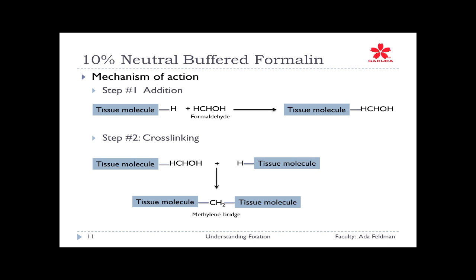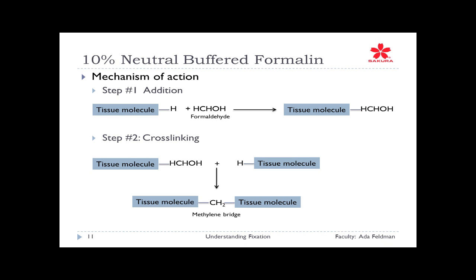We buffer formalin because if we just made 10% formalin, there's two reasons why we generally do not use that. One, 10% formalin all by itself has an acid pH, which will allow formalin pigment to form when tissue comes into contact with hemoglobin. The other reason why we want it at a pH of 7 rather than unbuffered is because at pH 7, the formaldehyde will attach much more easily to the tissue than if it was at pH 4, which is unbuffered. So what does happen?